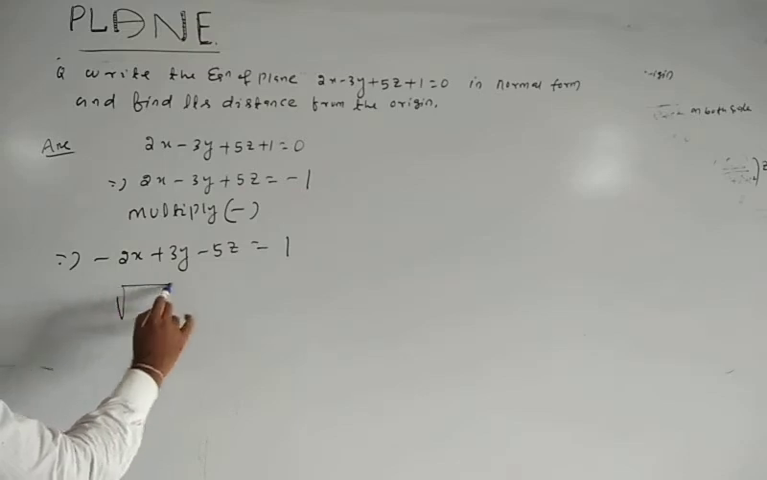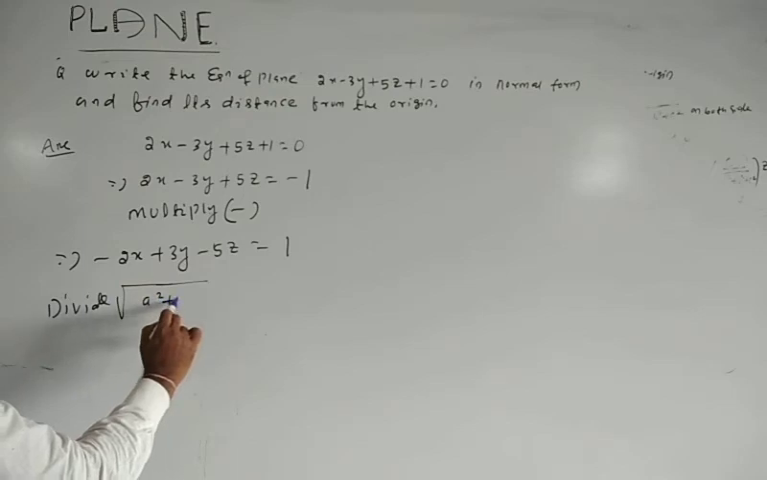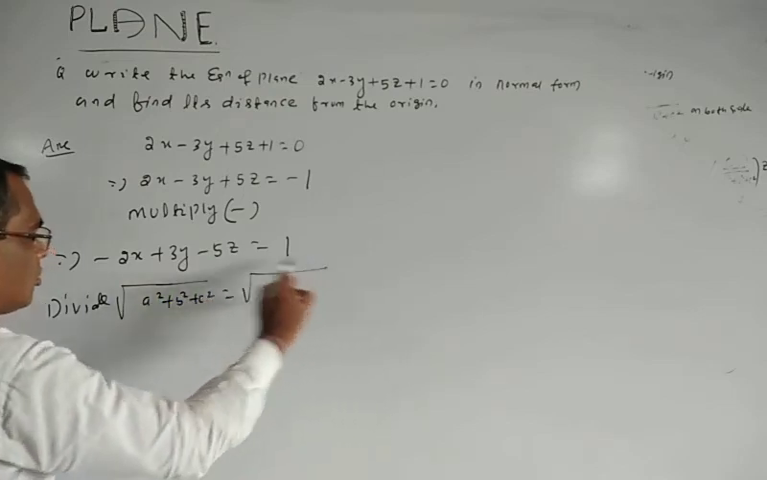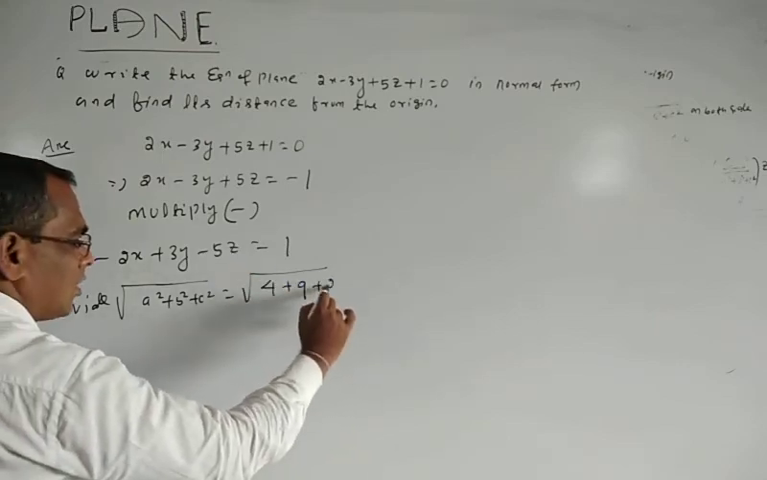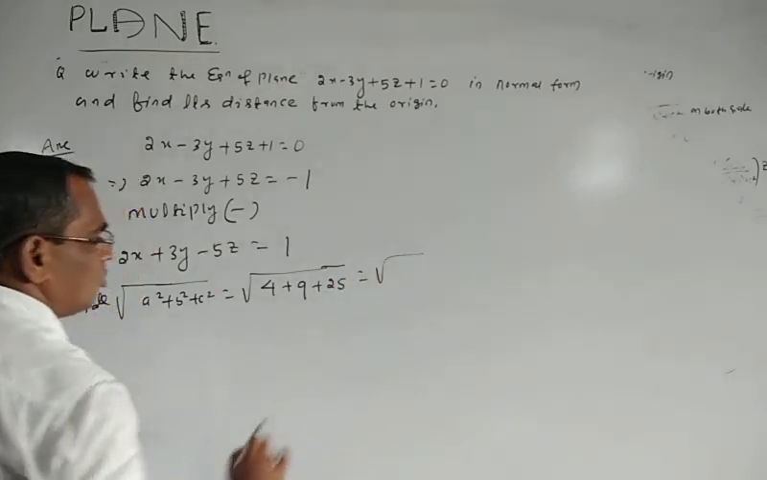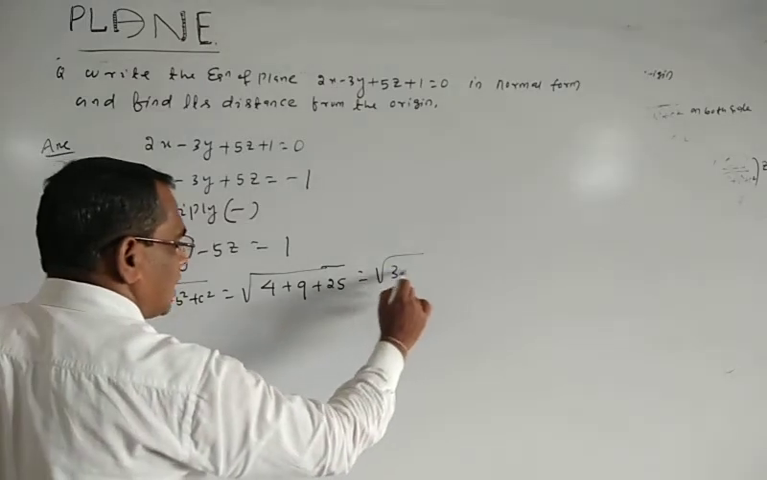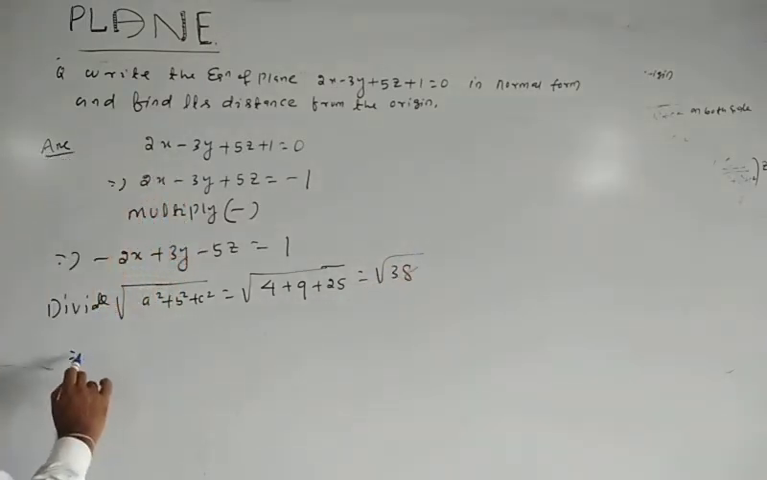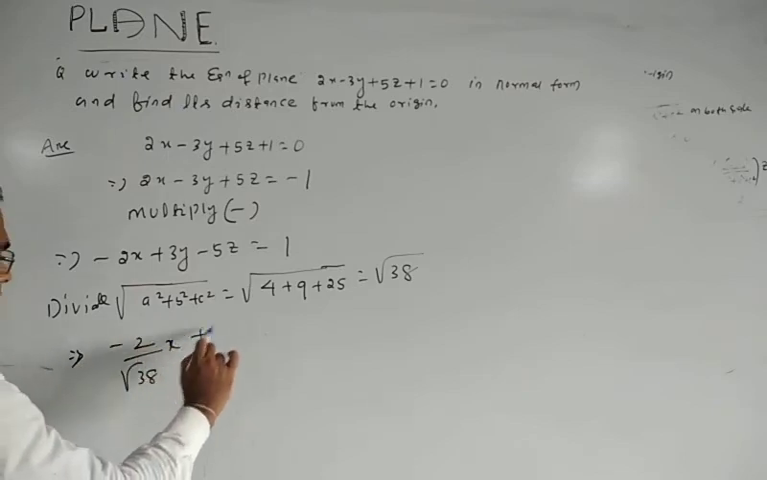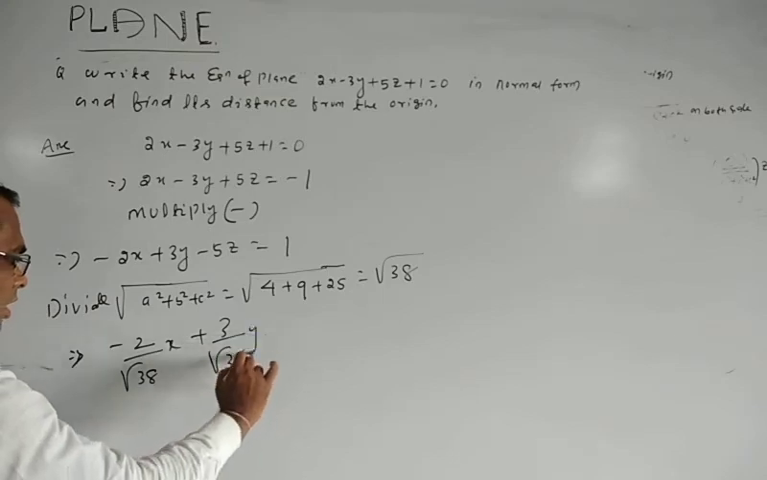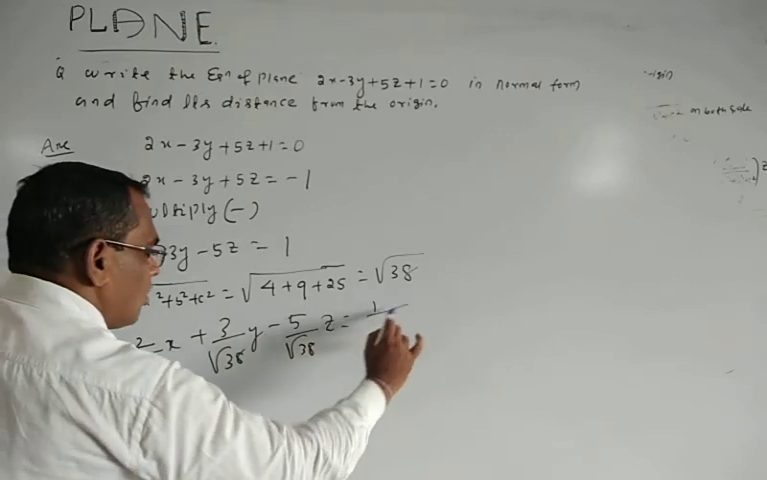Then divide by root over a square plus b square plus c square. So this is equal to root of minus 2 squared, which is 4, plus 3 squared, which is 9, plus minus 5 squared, which is 25. So 9 plus 4 is 13, plus 25. So this is equal to 38. That implies minus 2 by root 38 x plus 3 by root 38 y minus 5 by root 38 z is equal to 1 by root 38.